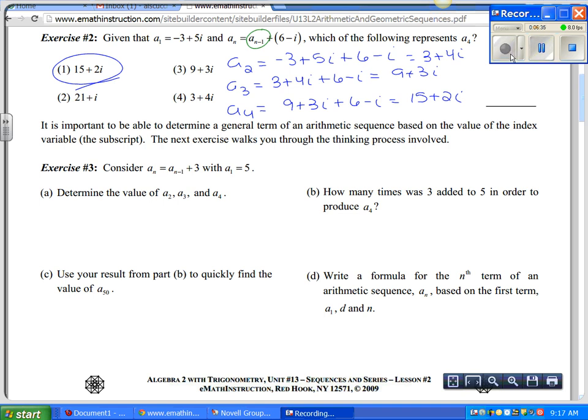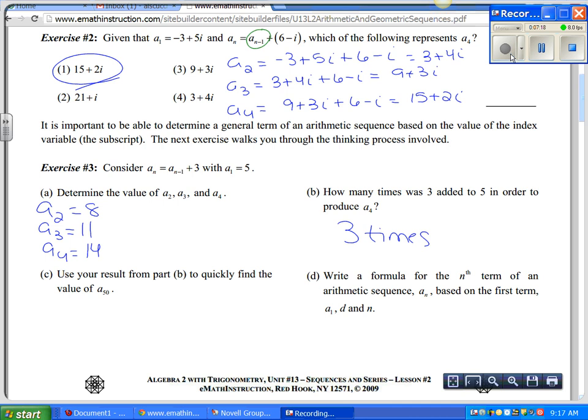Okay, what'd you get for a sub 2? 8. Good, because we're adding 3 to 5. A sub 3, because we're adding 3 to 8. What did you get for a sub 4? Because we added 3 to 11. Got it? All right, so part B says, how many times is 3 added to 5 in order to produce a sub 4? Yeah, 3 times, right? I had to add 3 times to 5 to get a sub 4. Okay, so we had to add it on 3 more times.